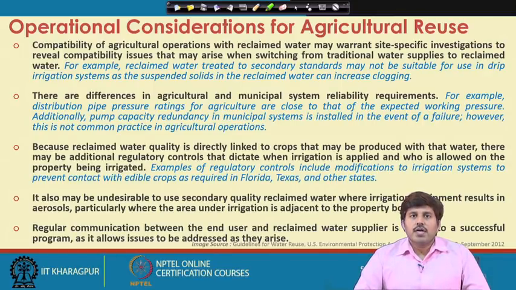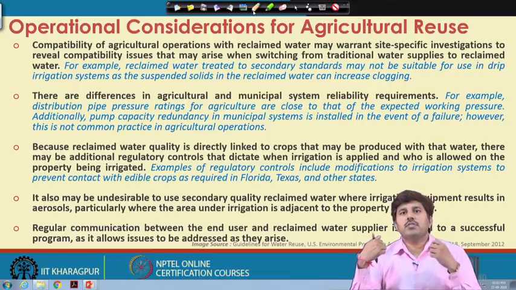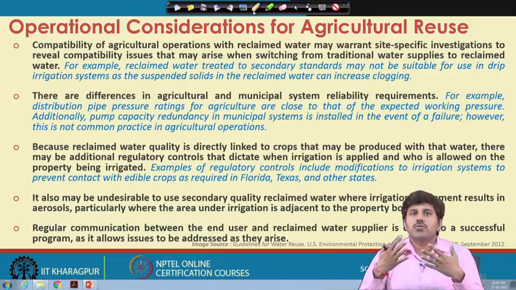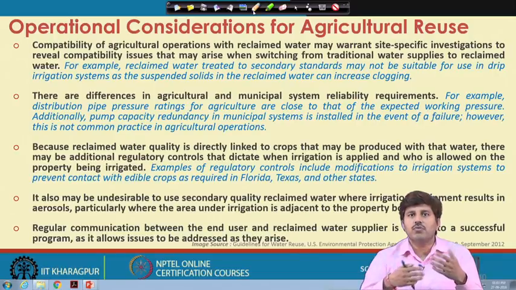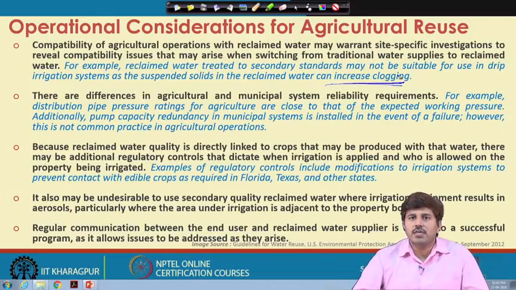It depends again on suitability. For example, reclaimed water treated to the secondary level may not be suitable for a drip irrigation system. Why? Because secondary-level treated water may still have certain suspended solids. Those suspended solids can create problems in the drip irrigation system and can block the nozzles. So there is a high risk of increased clogging in such scenarios, and that is why it is not recommended.